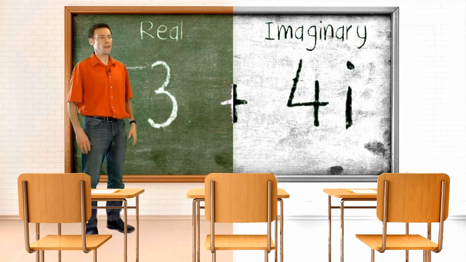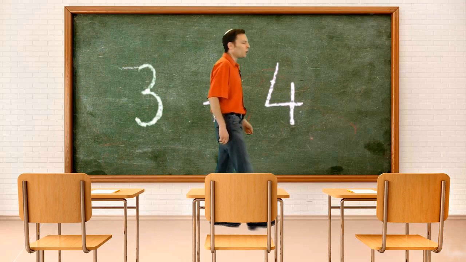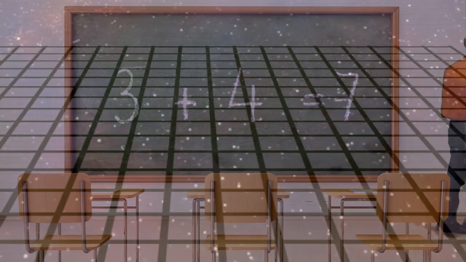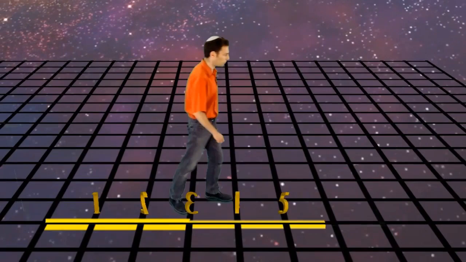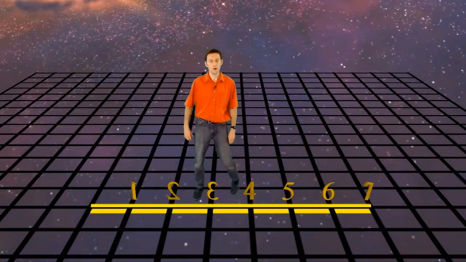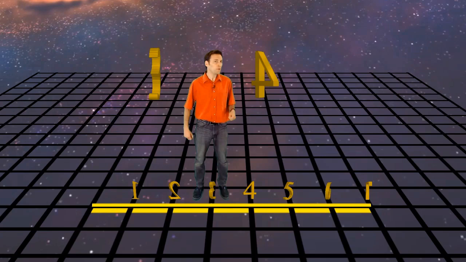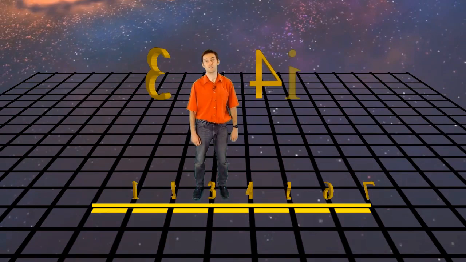If this was any normal sort of number, 3 plus 4 for example, we could simply add the two numbers together to get 7. Like walking a distance of 3 units along our line, and then continuing to walk another 4. But this is not what we want to do. We want to keep the 3 and the 4 mathematically separate. We want to make sure that we can't simply add them together. This is what i does for us.